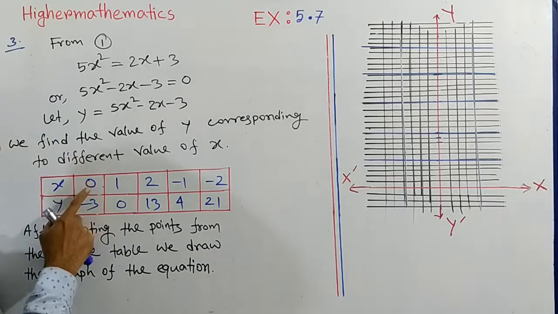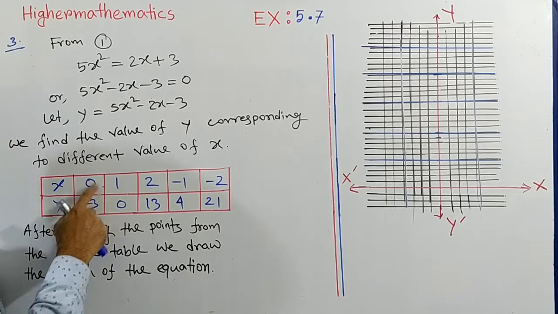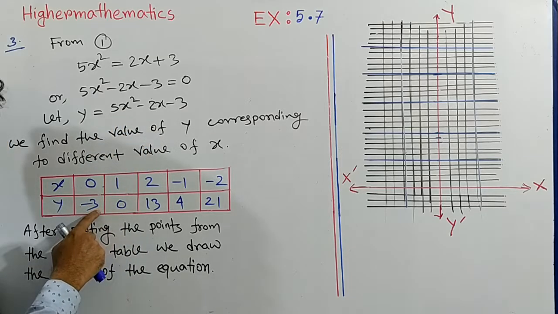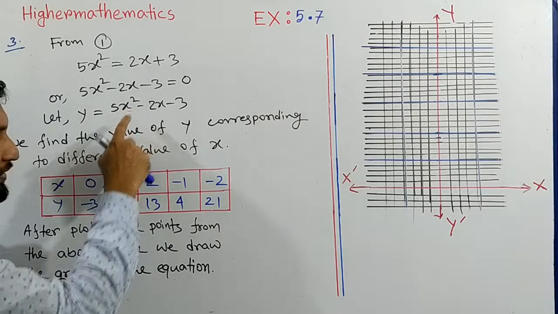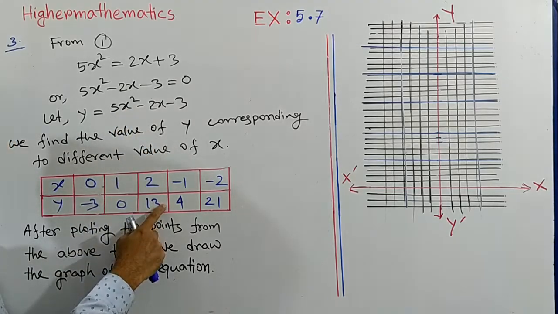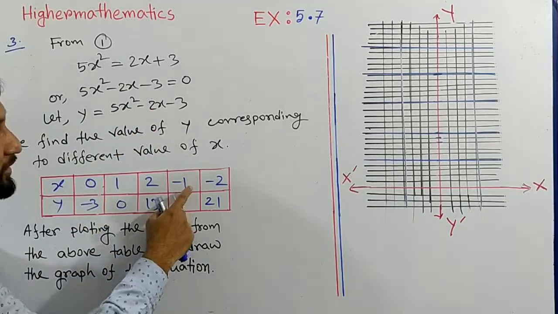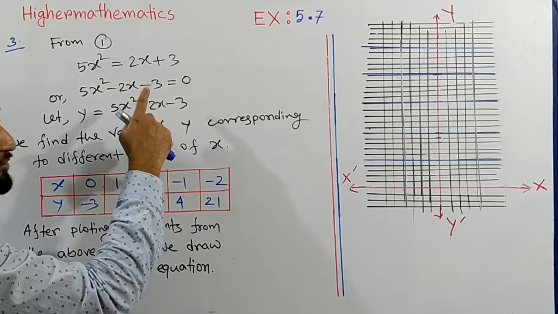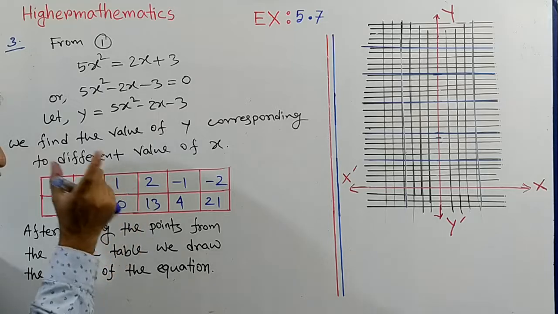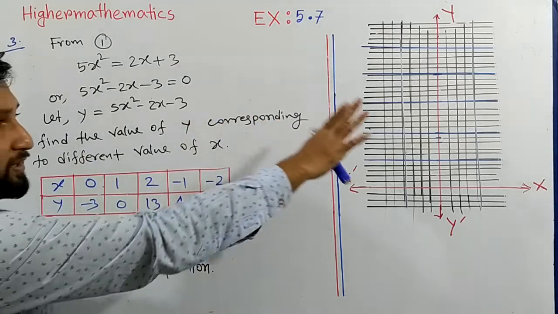Here see that if x equals 0, from this equation by using a calculator we get y equals −3. If x equals 1, then y equals 0. If x equals 2, y equals 13. If x equals −1, then y equals 4. And if x equals −2, then y equals 21. Now we plot these points on the graph.